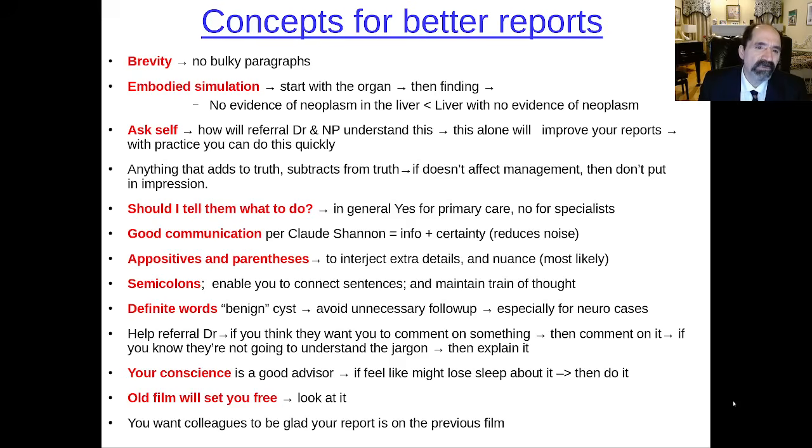First of all, try to be brief. Avoid bulky paragraphs. It's hard for anybody to read bulky paragraphs. The other attending physicians have a hard time reading them, so imagine the trouble an internist is going to have reading that.